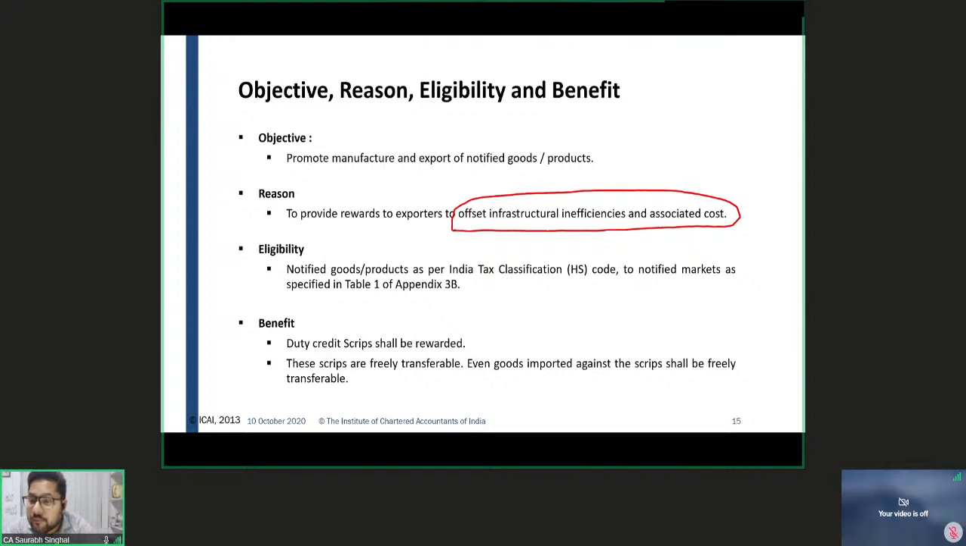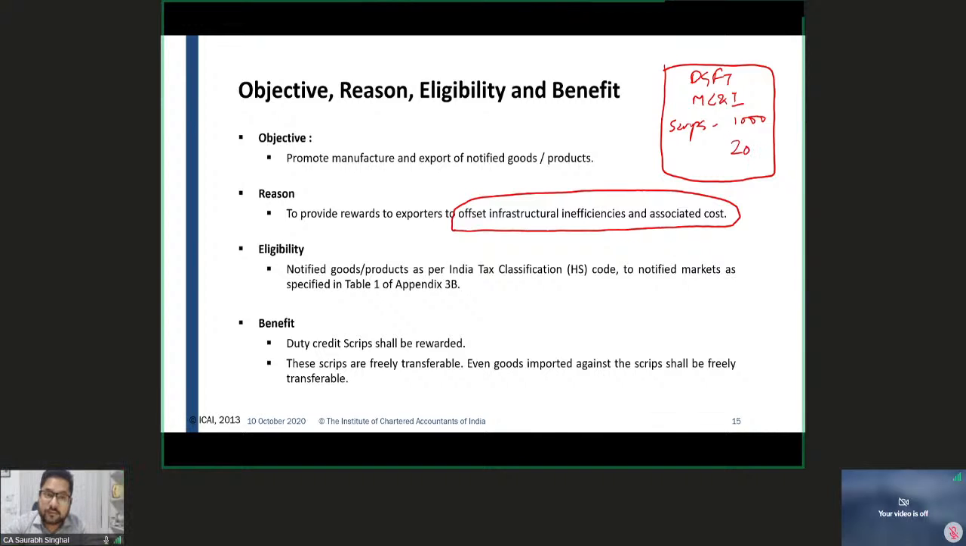Now, Mr. Sumit Agarwal from Mathura has asked me, what is duty credit scripts mean? So duty credit scripts are like this. The way I'm drawing, like this. DGFT, Ministry of Commerce and Industry. Scripts. FOB value 1000 rupees. Scripts value 10% or 2% suppose. So 2% of 1000 rupees is 20 rupees. 20 rupees scripts.